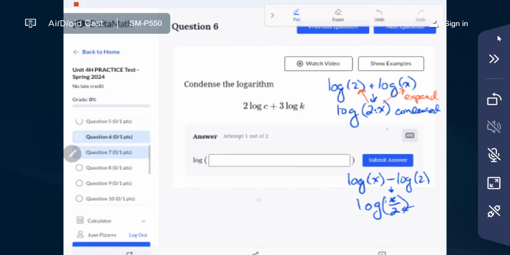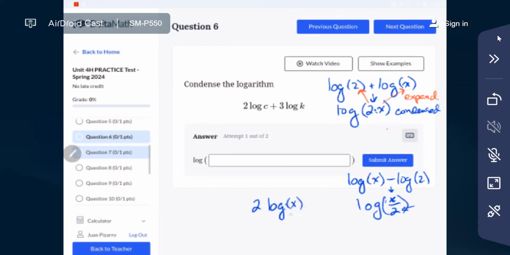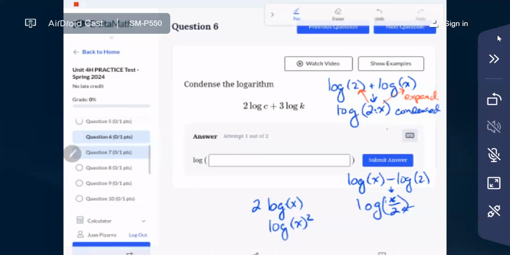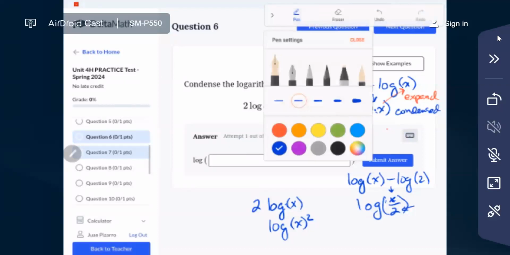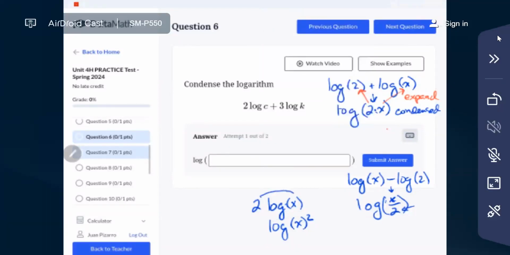The other way of condensing things is if you have 2 log of x, that turns into log of x squared. So this 2 moves right up here and becomes the exponent.